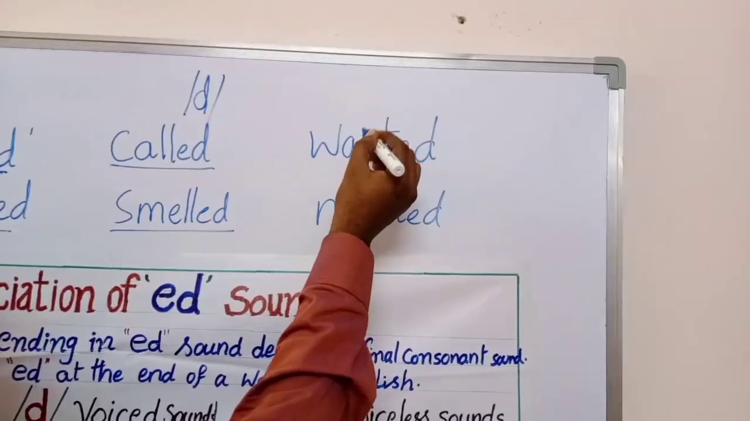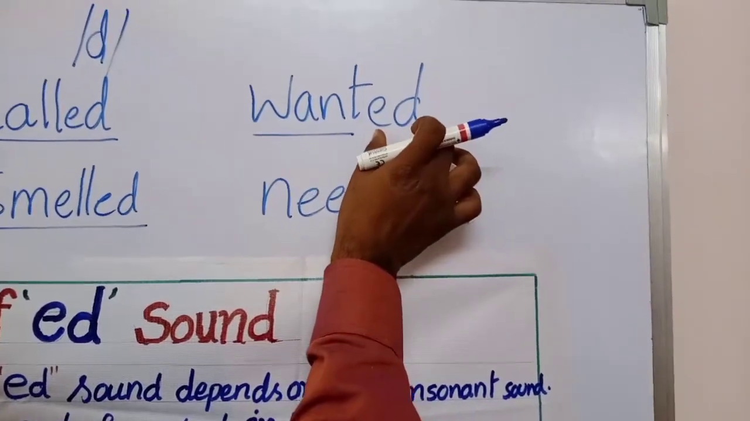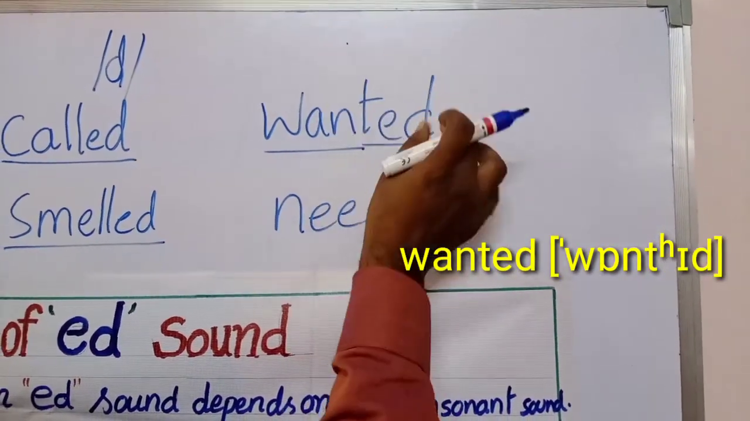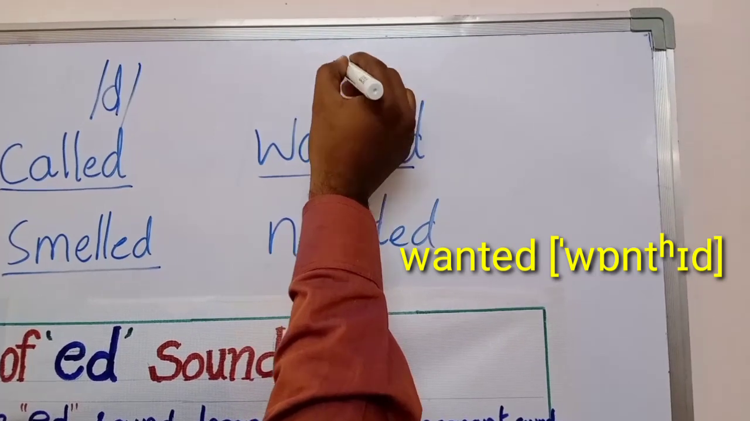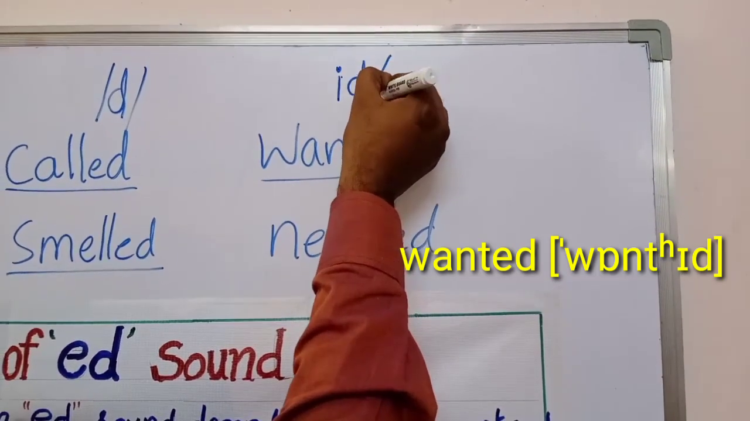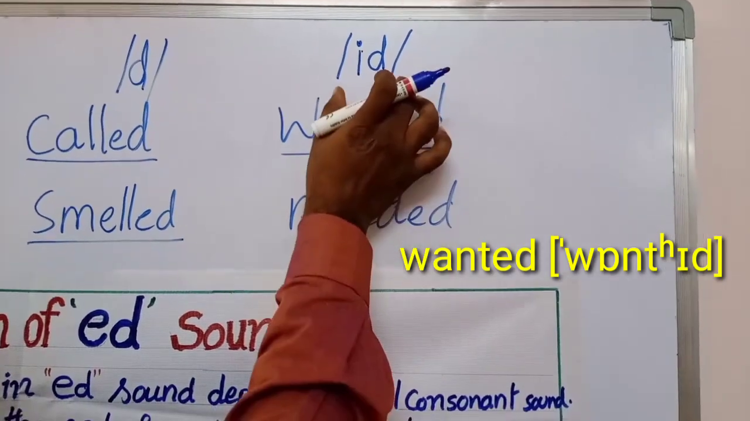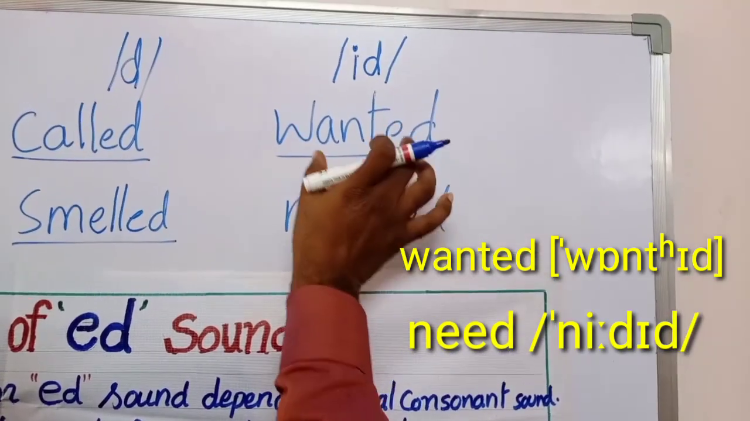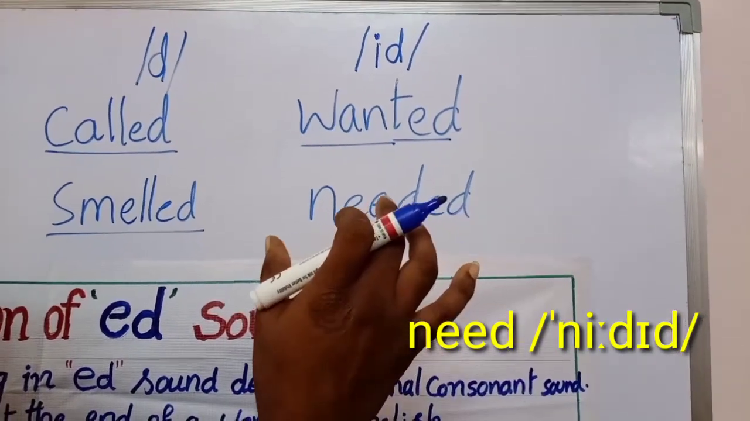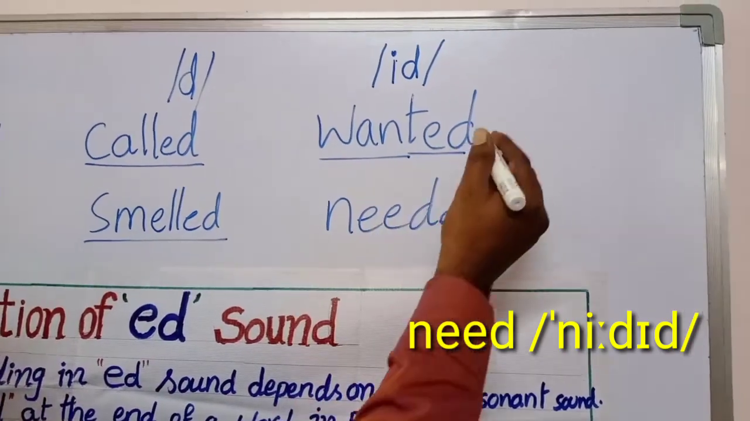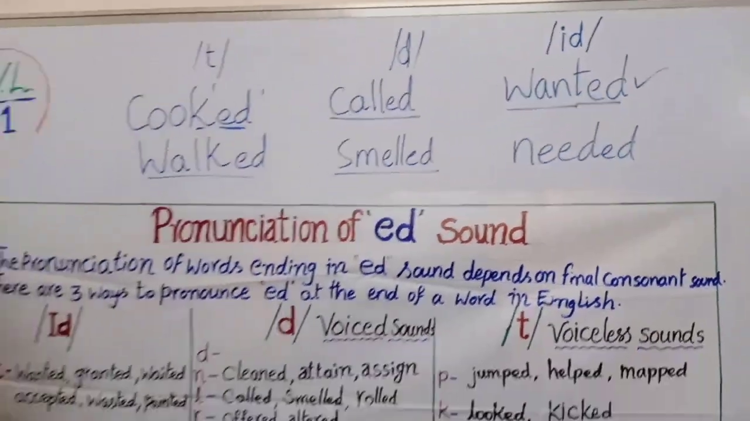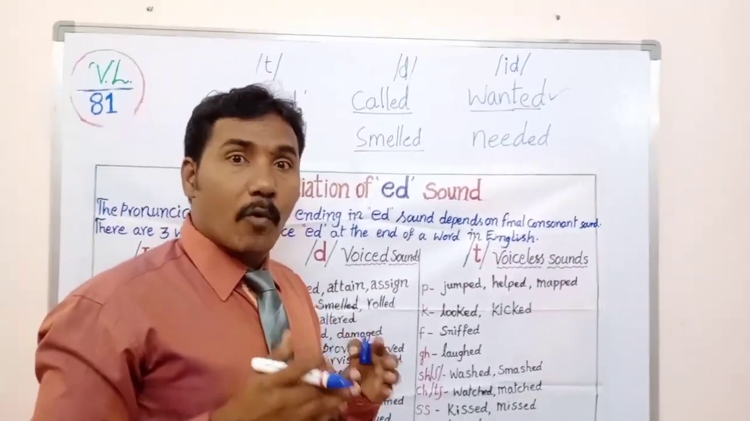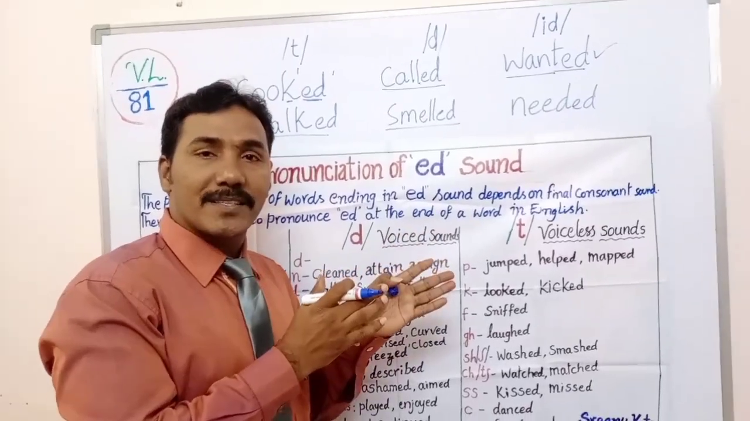Next, we can move to want, in the past participle and past simple form, wanted. Actually, this ED is pronounced like id, an unstressed vowel sound. Wanted, id, wanted, needed, rounded. So in that way we can pronounce. Friends, in this way we may pronounce these past verb forms in our daily English.